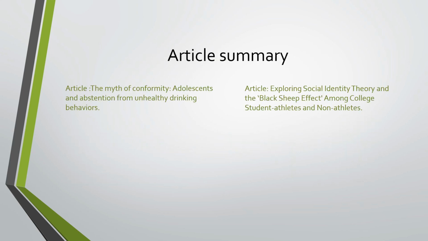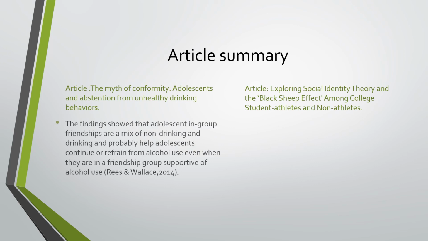Article summary. There are two articles in the materials of the week. One of them is The Myth of Conformity: Adolescents and Abstention from Unhealthy Drinking Behaviors. The findings of this article showed that adolescent friendship groups are a mix of non-drinking and drinking, and this probably helps adolescents continue or refrain from alcohol use even when they are in a friendship group supportive of alcohol use.